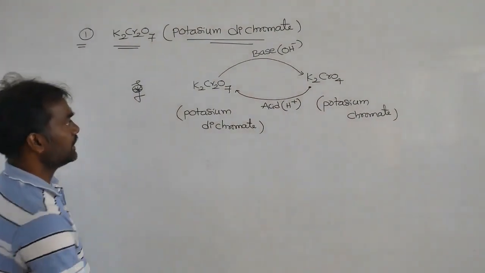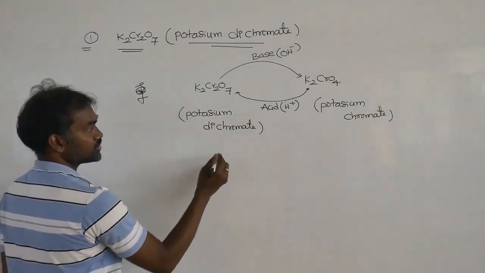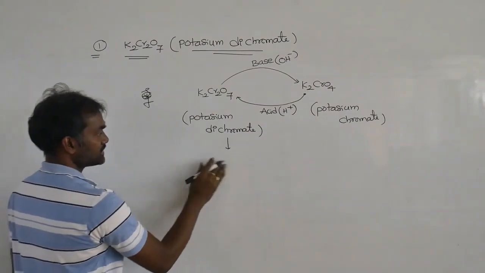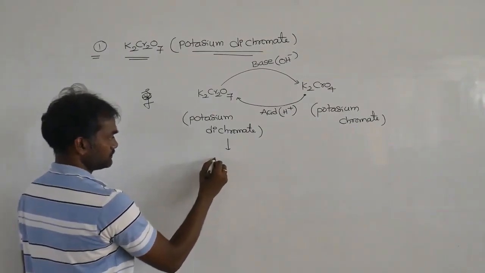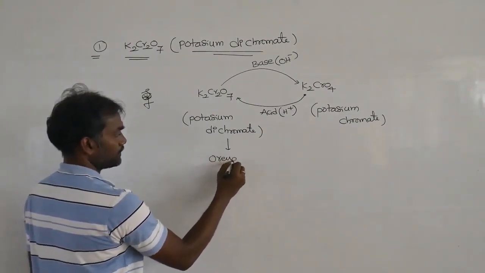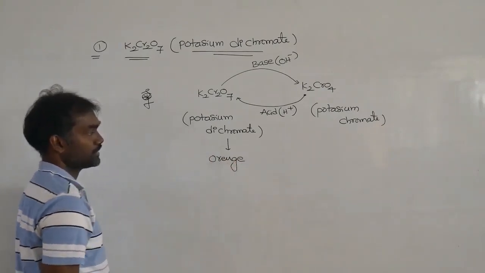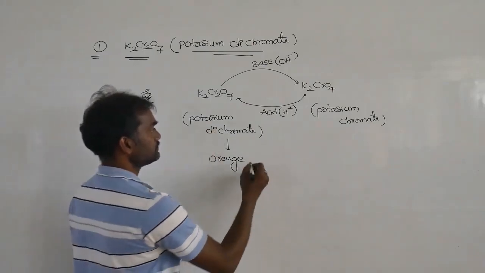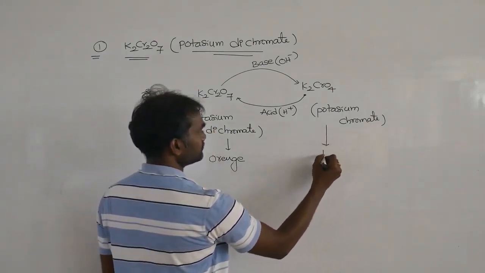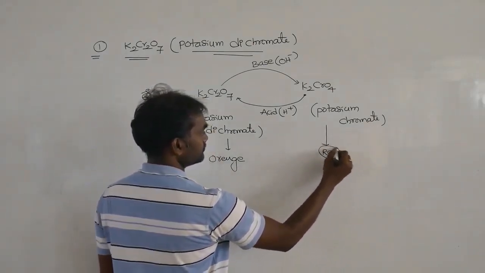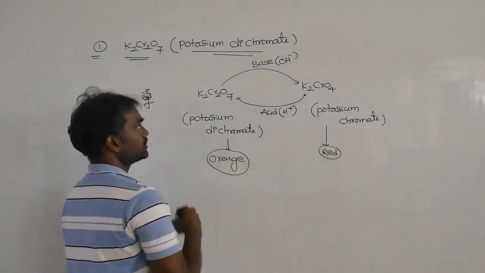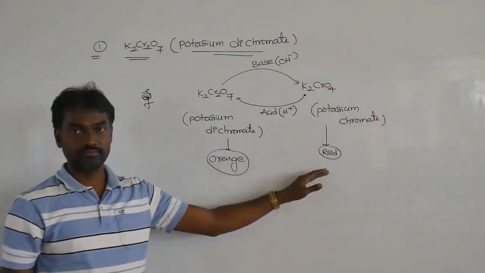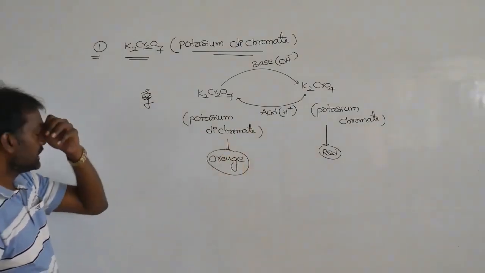Next, their colors are also important in the examination. K2Cr2O7 is orange in color, and K2CrO4 is yellow-red. So K2Cr2O7 is orange color and the chromate is a red color. That is important.